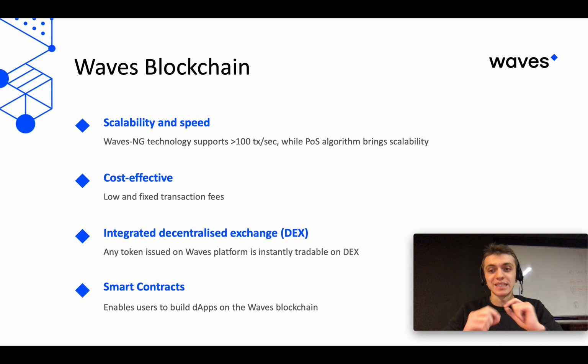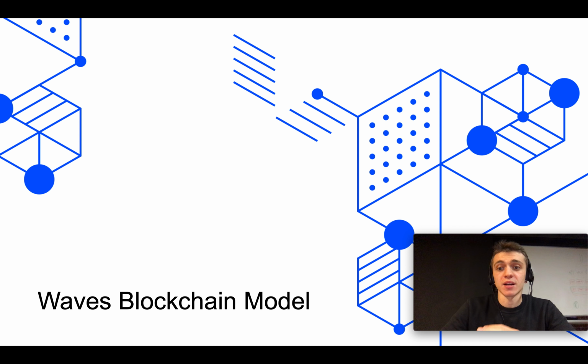So today I'd like to talk about Waves' approach to smart contracts. To be honest, there are two types of smart contracts called smart accounts and smart assets, and we'll talk about both of them, and I will show you how to write them and what the difference is from Ethereum, for example. So we will talk mostly about it, but first of all, let's start from the Waves blockchain model.